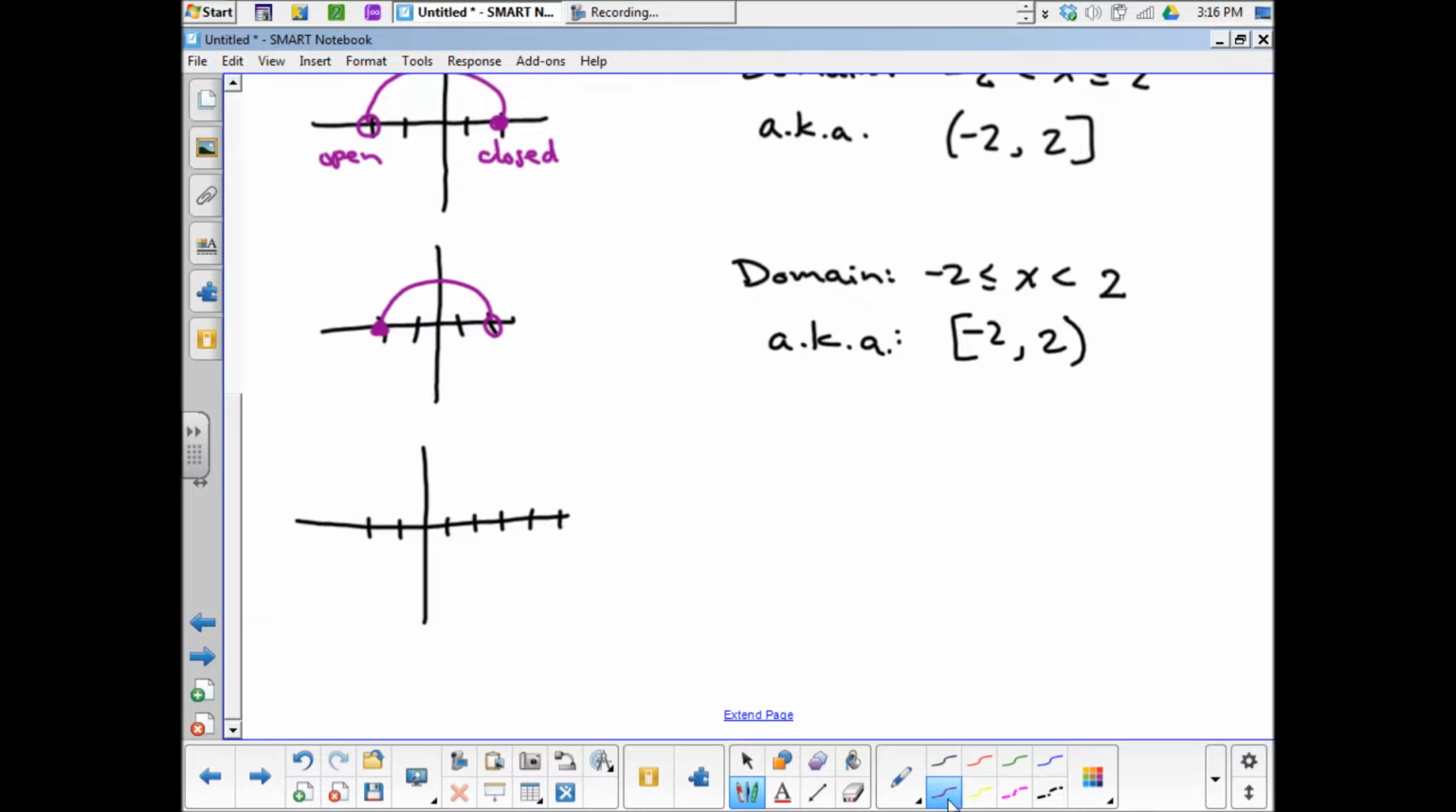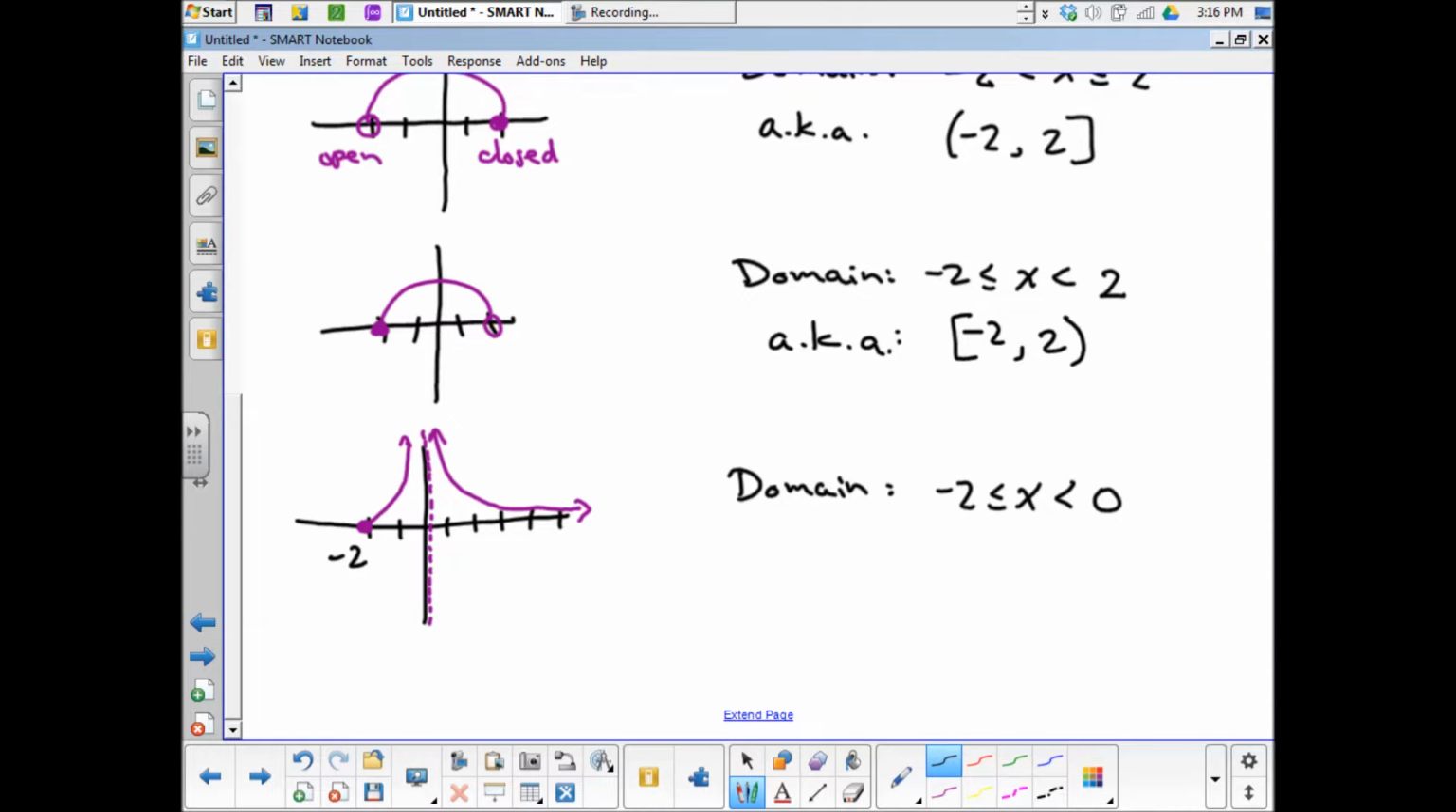Alright, let's do a situation where you start with a closed endpoint here, and then it goes like this. But then there's an asymptote here. And then on the right side, it comes down and goes off to the right forever. Okay, so how would you write the domain? Well, you can see that basically everything starts at -2, right? So you would basically write that -2 is less than or equal to x, less than 0.